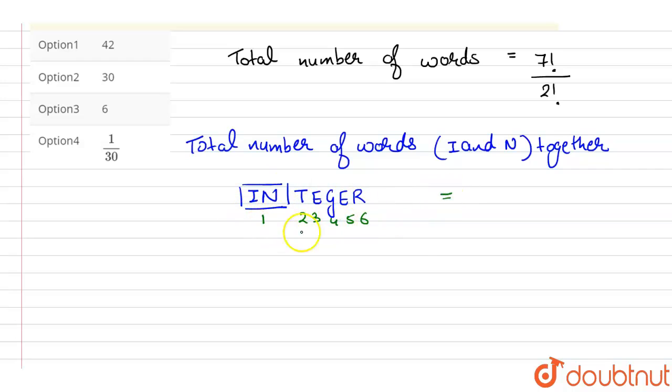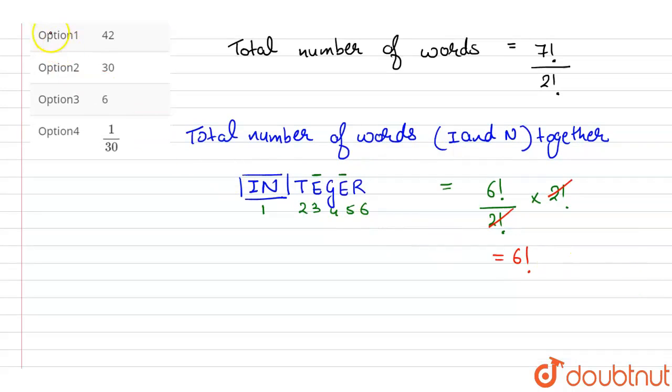So the arrangement of 6 letters is 6 factorial, divided by 2 factorial because we have E twice, multiplied by 2 factorial, because I and N can be interchanged, either I forward and N at the back, or N forward and I at the back. So this 2 factorial is cancelled by that 2 factorial, and we're left with 6 factorial. This value is the total number of words when I and N are together.